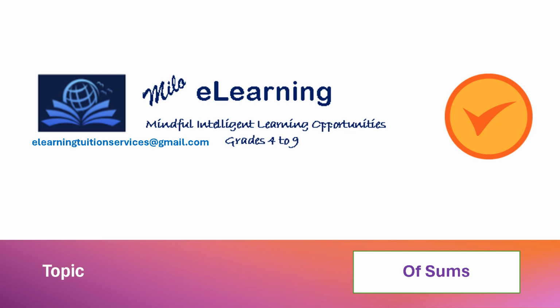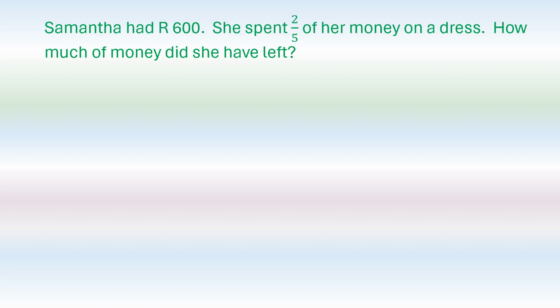So today we're going to try to do some of sums and I'm going to relate it to word problems. I'm going to give you a word problem and we're going to solve it using of sums. The word problem is: Samantha had 600 Rand. She spent 2/5 of her money on a dress. How much money did she have left?